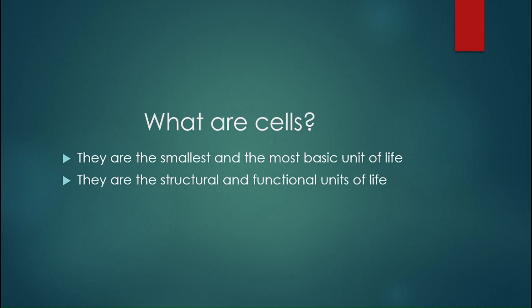It is because different cells combine to form tissue, different tissues combine to form an organ, and different organs combine to form an organ system, and these organ systems in the end form the body. That is why it forms the basic structure of the body, and is known as the structural unit of life. It is also known as the functional unit of life because it does all the necessary life processes which are needed for a human or an organism to survive. That is why it is known as the functional unit of life.